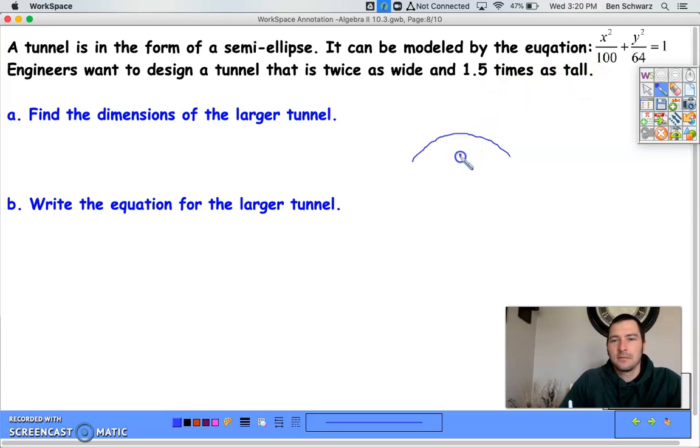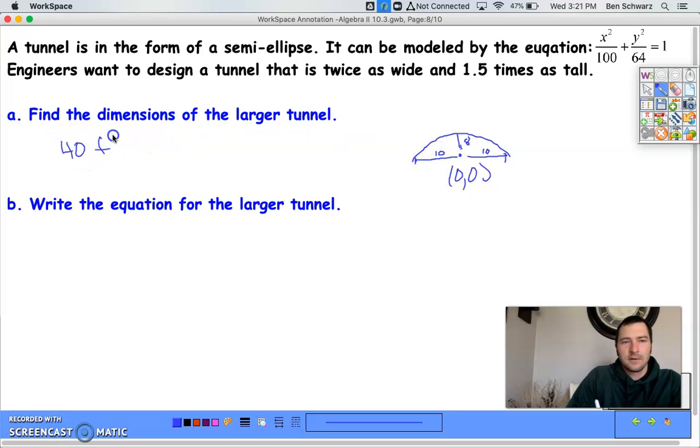So our center would be here at 0, 0. For this length, you look under x, square root of 100 is 10. So it would be 10 here and 10 here. Square root of 64 is 8, so this would be 8, right? If we want it to be twice as wide, so twice of 20 is 40 feet wide. And 1.5 times as tall. 1.5 times 8 is 12 feet. What are the dimensions for the larger tunnel?